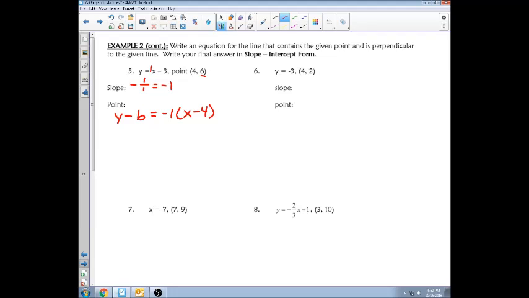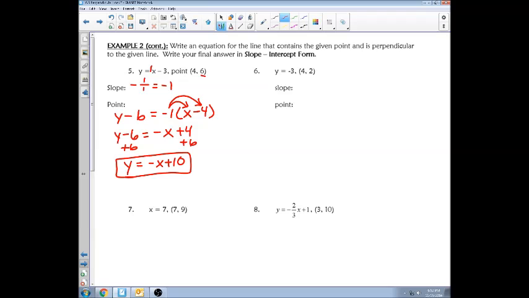And then I need to write it in slope-intercept form. So I need to distribute first. So negative 1 times x, negative 1 times negative 4. So y minus 6 is equal to negative x plus 4. Okay, it's negative x plus 4. In order to get y by itself, I need to add 6 to both sides. So y equals negative x plus 10. So that equation will be perpendicular to my original.